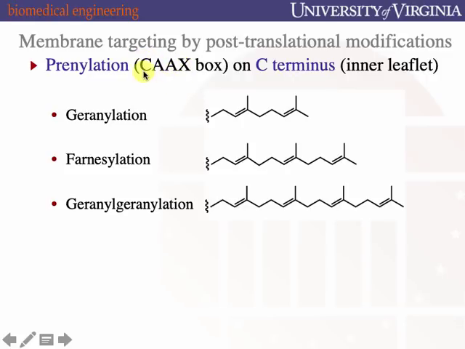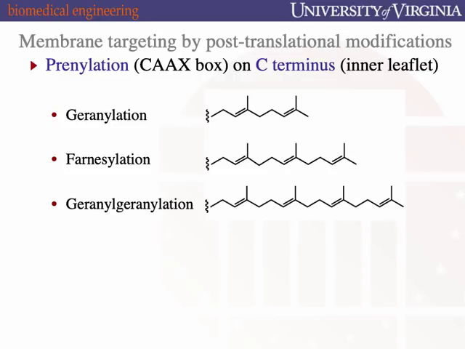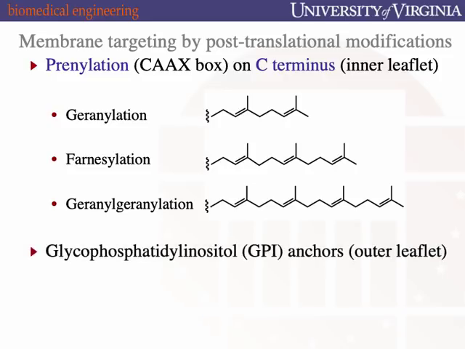If you have a CAAX box on the C-terminus of a protein, this will render it a substrate for prenylation. There are three different kinds of prenylation, and it's simply a matter of how many prenyl groups go on. Farnesylation is one, geranylation is two, and then if you put four, it's geranylgeranylation. We'll talk about how these modifications occur in the cytoplasm. You put a hydrophobic tag onto the C-terminus of a protein, and that's going to wedge into the inner leaflet of the plasma membrane.